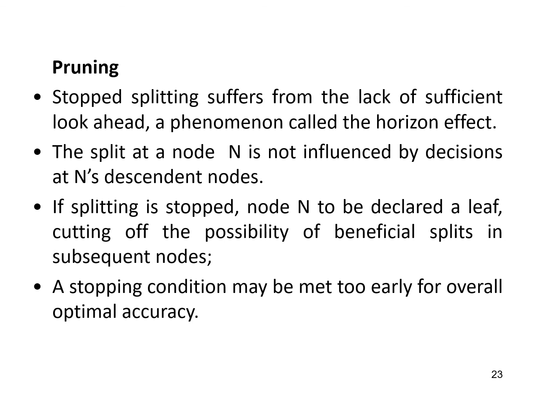Pruning: stopped splitting suffers from the lack of sufficient look-ahead, a phenomenon called the horizon effect. The split at a node n is not influenced by decisions at n's descendant nodes. If splitting is stopped, node n is declared a leaf, cutting off the possibility of beneficial splits in subsequent nodes. A stopping condition can be met too early for overall optimal accuracy.